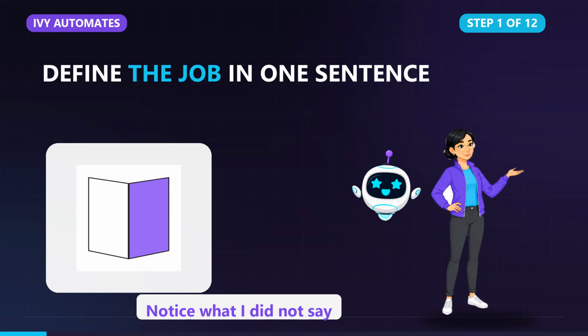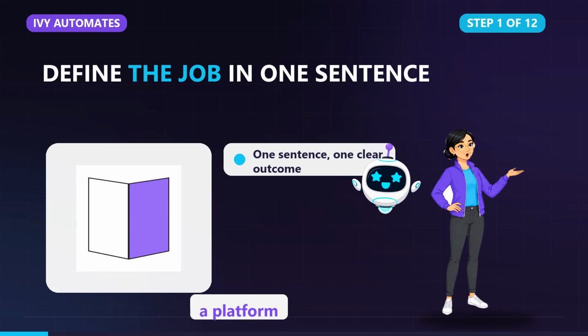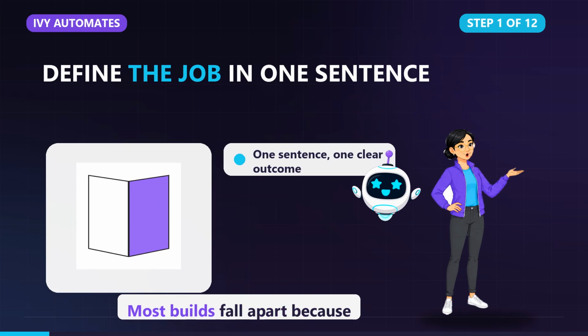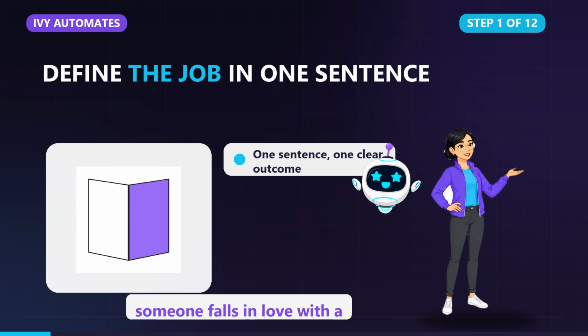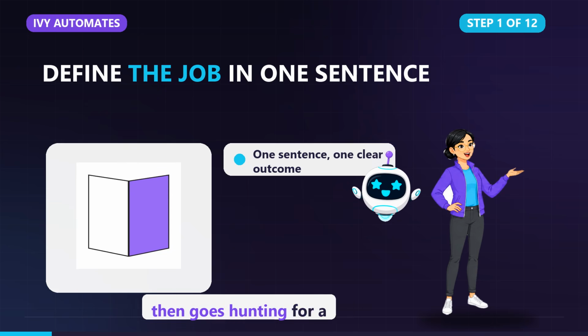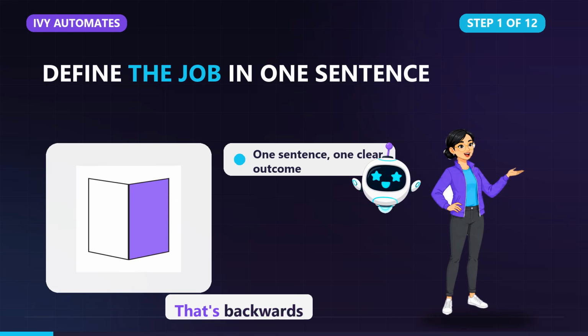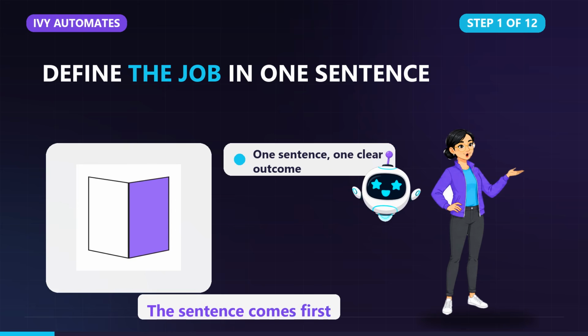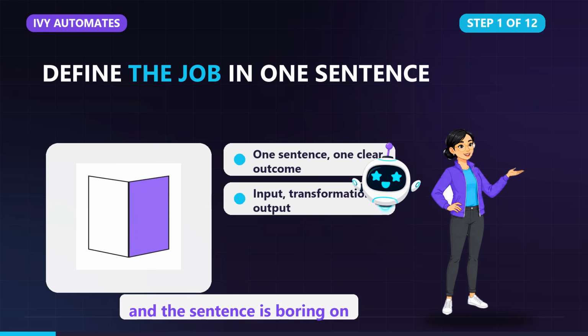Notice what I did not say. I didn't name a model, a platform, or a button. Most builds fall apart because someone falls in love with a shiny tool first, then goes hunting for a problem to justify it. That's backwards. The sentence comes first, and the sentence is boring on purpose.